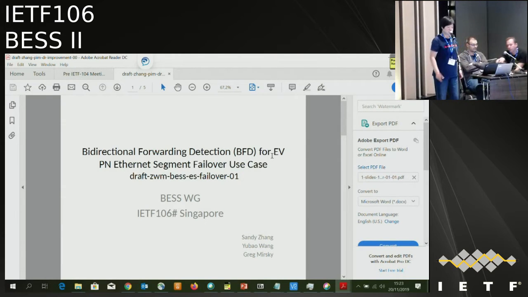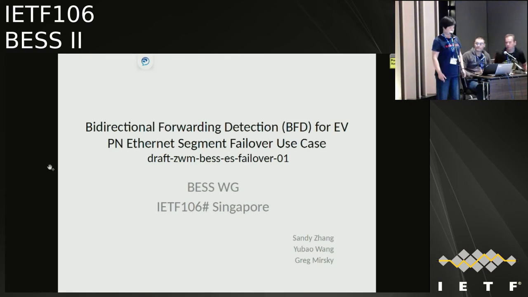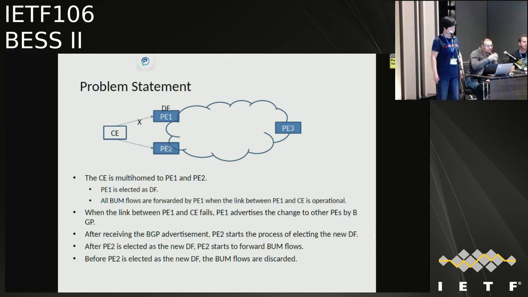Okay, good afternoon. I'm Sandy Zhang from ZTE. This presentation is for the EVPN ES failover use case, and we will use BFD for this use case. In this draft, we have co-authors Yubao and Greg. So at first, let's see the problem statement. We'd like to monitor the link between PE1 and CE.